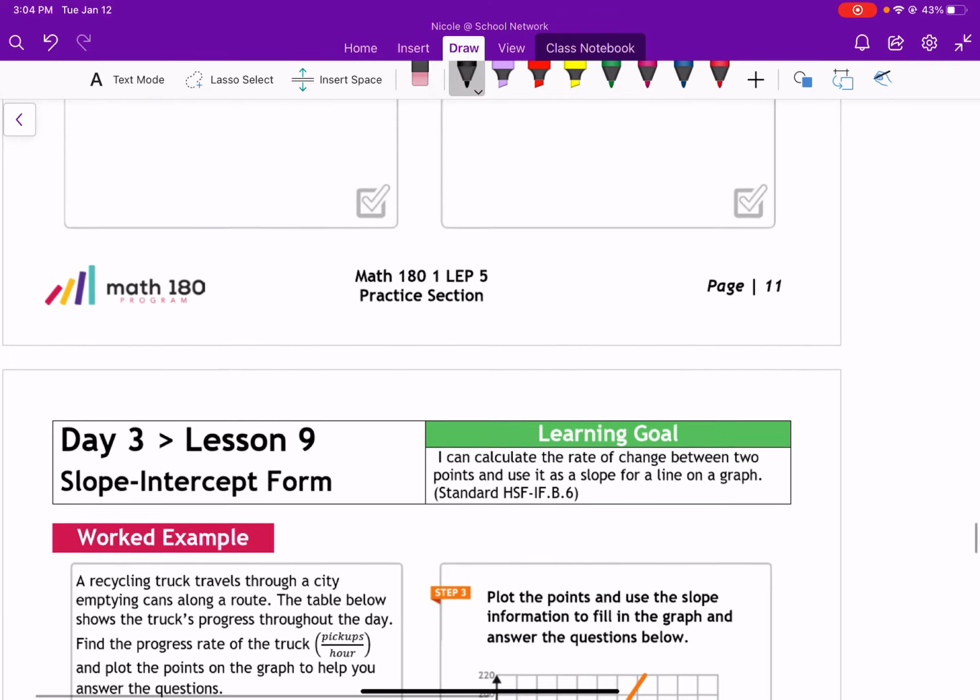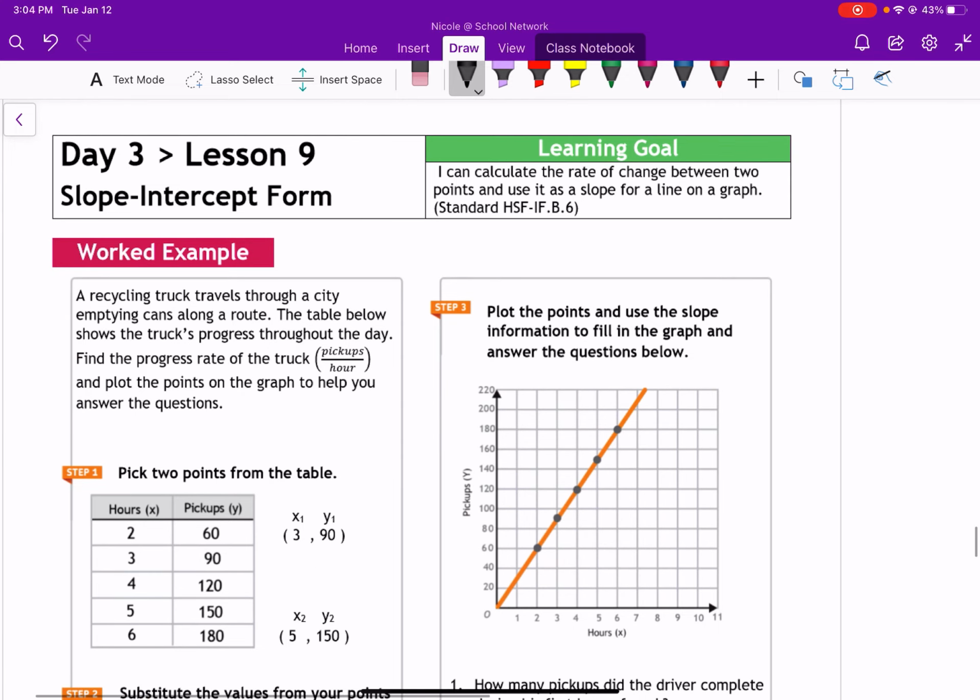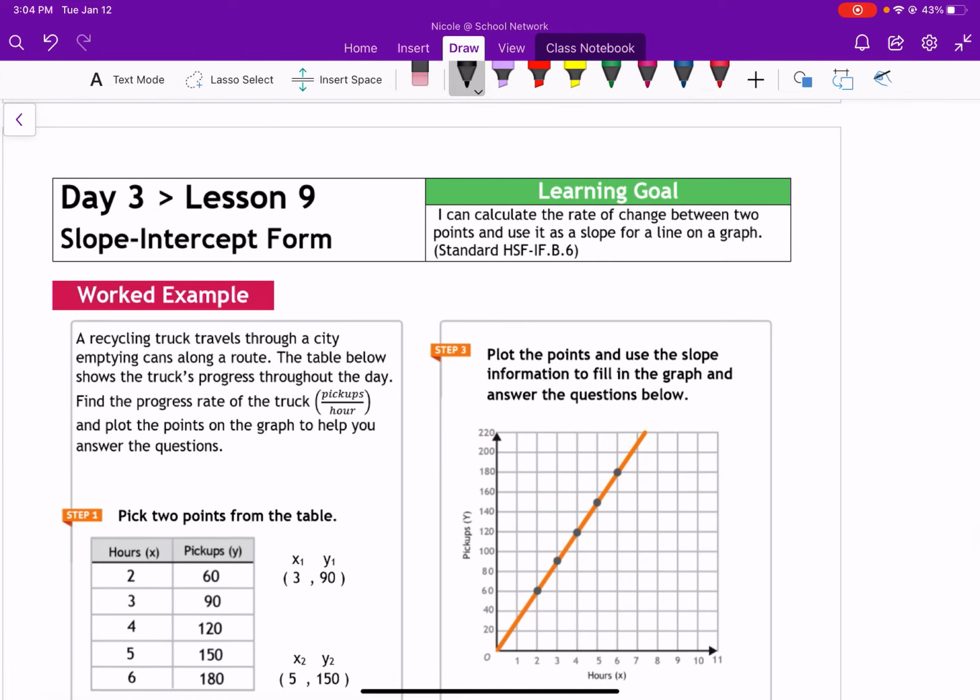Okay. So moving on to the last lesson. This is our algebra lesson. The learning goal is I can calculate the rate of change between 2 points and use it as a slope for a line on a graph. So we're going to be talking about slopes and graphing and all that. Here we're focusing on slope-intercept form.